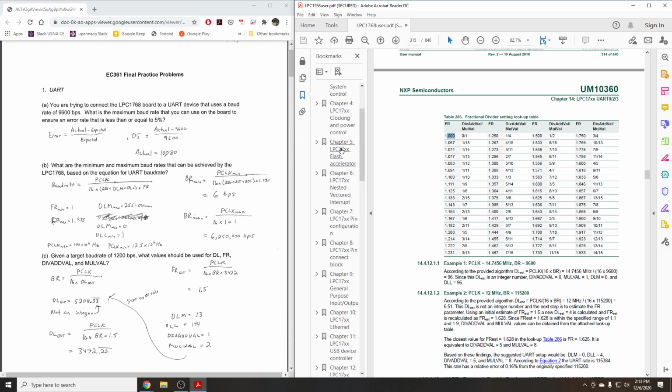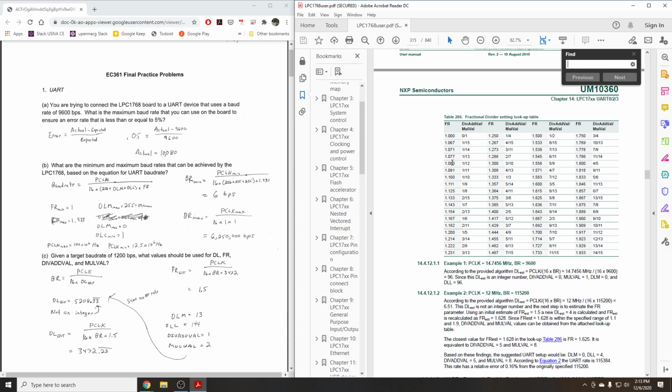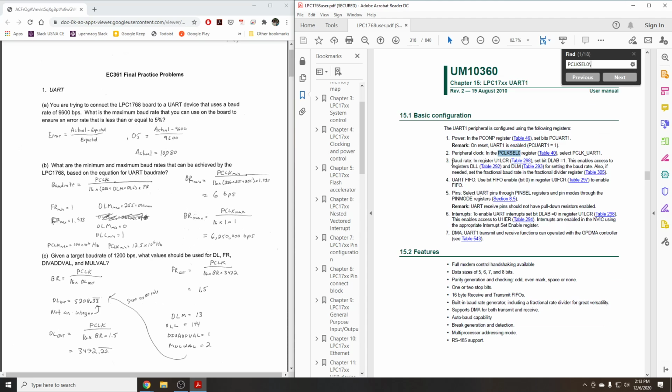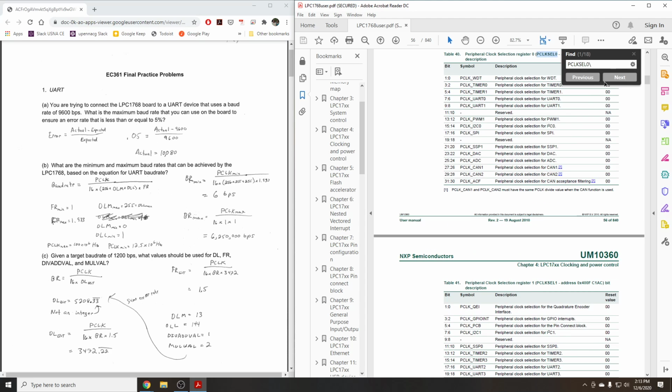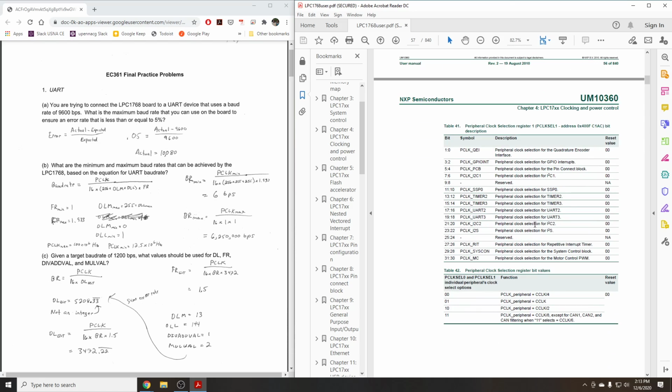So if we look up real fast, PCLKSEL0, we can find P clock select in the manual here. We can see that our options for P clock are always going to be clock divided by 4, clock divided by 2, and clock divided by 8. And hopefully you're familiar with those at this point. So the minimum clock we can get for P clock is going to be clock divided by 8. That's going to be the thing we're dividing.